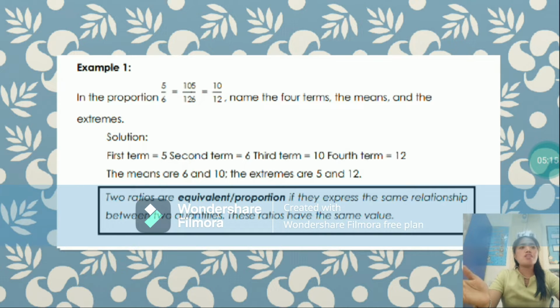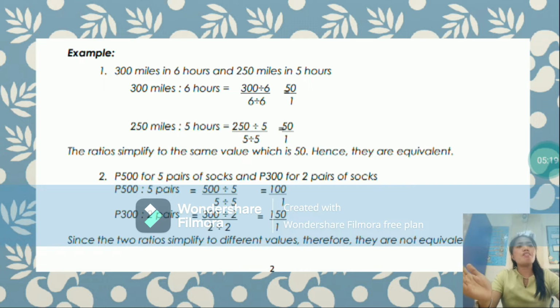Okay, now let's have another example. Let's say, the first example, 300 miles in 6 hours and 250 miles in 5 hours. If you're going to express that as a ratio, you have 300 miles is to 6 hours. We use the colon symbol. Then 300 divided by 6 is 50, and 6 divided by 6 is 1. So that's 50 is to 1.